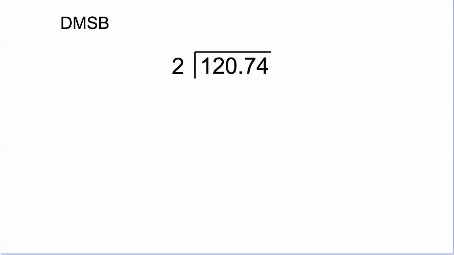Let's do another example. All right, we have 120 and 74/100ths divided by 2. So the first thing, most importantly, we're going to put our parking spaces and our decimal. We're going to go through just like normal. How many times can 2 go into 1? 0. How many times can 2 go into 12? 6 times exactly. 6 times 2 is 12. Subtract, you get 0. Bring down the 0. How many times can 2 go into 0? 0 times. 2 times 0 is 0. Subtract, you get 0. Bring down the 7.